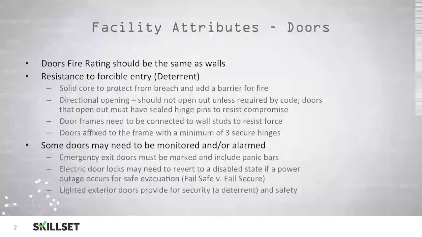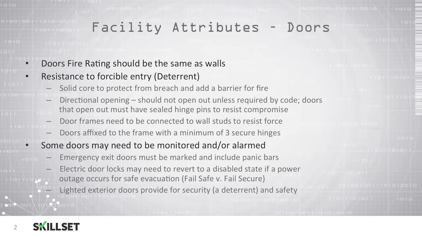Depending on the type of area that you are trying to protect, you may want to consider using some monitored or alarmed doors. Most of the time, emergency exit doors must be marked and must include panic bars. If you are using electronic door locks, you should consider whether you want to use fail-safe or fail-secure doors. Fail-safe are designed to be safe for your employees and visitors and will automatically unlock if a power outage occurs so that individuals can safely evacuate the building.